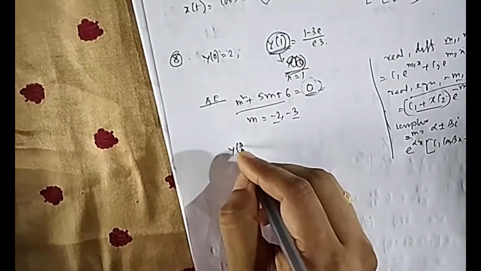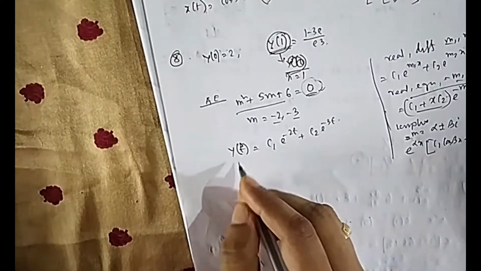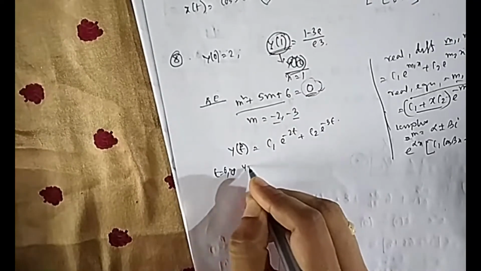So if you solve, y(t) is equal to c1 e to the power minus 2t plus c2 e to the power minus 3t. Now what is given in the question? Some initial conditions are given. So if you put y(0) is equal to 2, that means when t is equal to 0, then y is equal to 2.